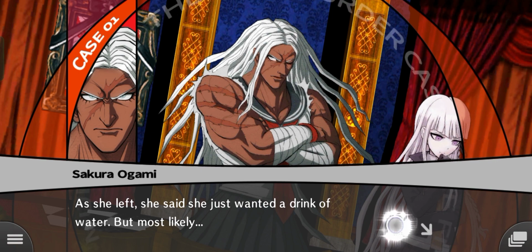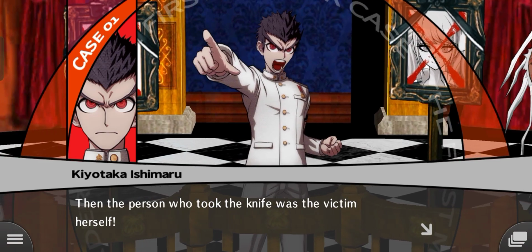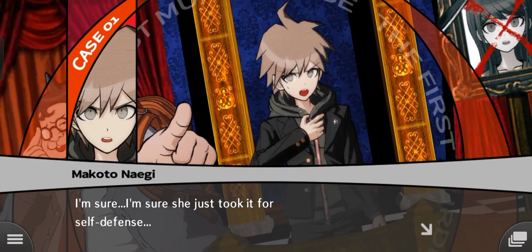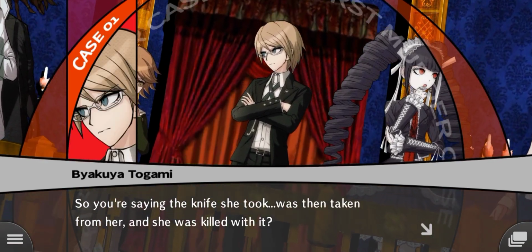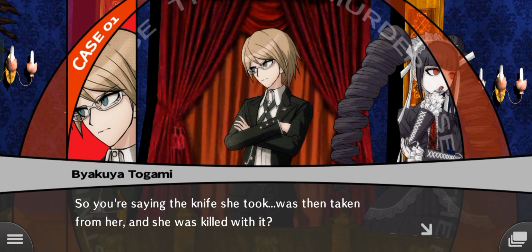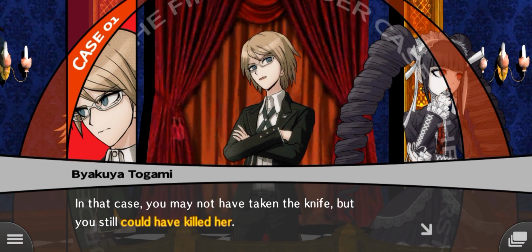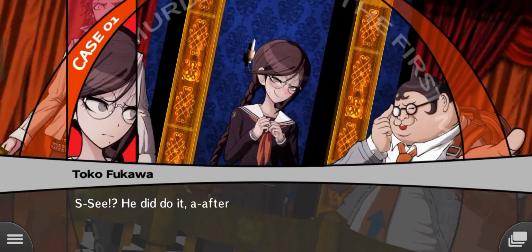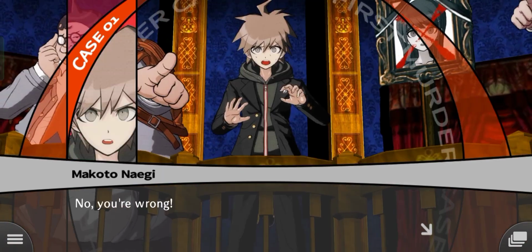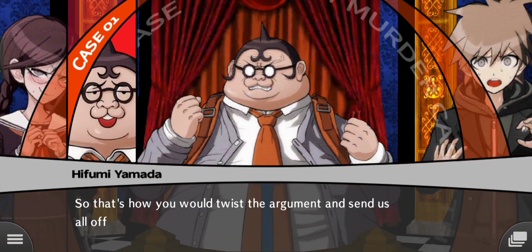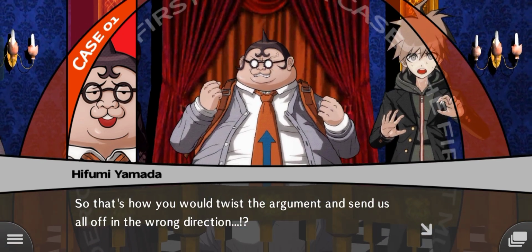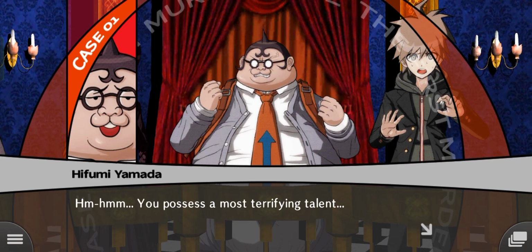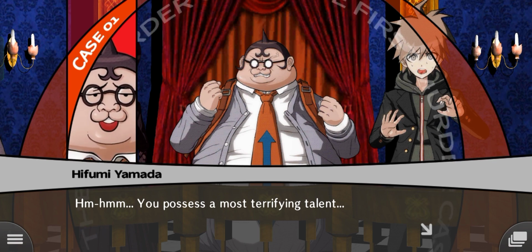But most likely, the person who took the knife was the victim herself. I'm sure she just took it for self-defense. So you're saying the knife she took was then taken from her, and she was killed with it? In that case, you may not have taken the knife, but you still could have killed her. What? See? He did do it after all! No, you're wrong! So, that's how you would twist the argument and send us all off in the wrong direction? You possess a most terrifying talent.